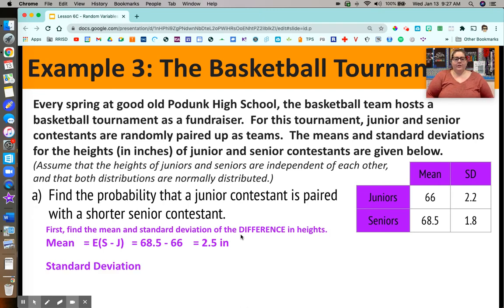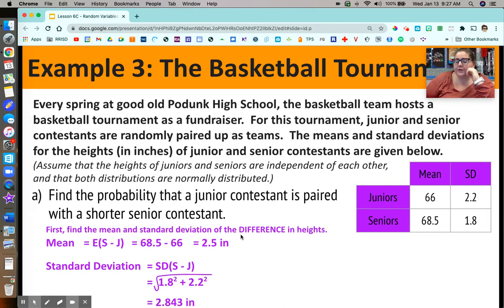And then for standard deviation, we can't just add standard deviations or even subtract. We have to deal with variances. And this will also go back to what we talked about last lesson, in that variance always increases when we're doing any kind of combining. So even though we're subtracting the variables, we're going to add the variances. And you can go back to lesson 6b and watch that little piece to remember why we do that. So the standard deviation of seniors minus juniors heights would be the square root of 1.8 squared plus 2.2 squared, which is 2.843 inches. So that is our mean and standard deviation of the difference in the heights between juniors and seniors.